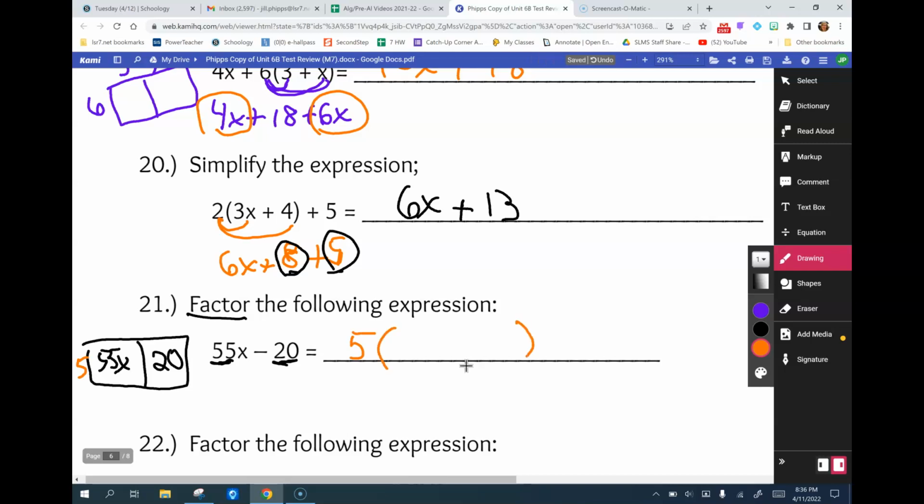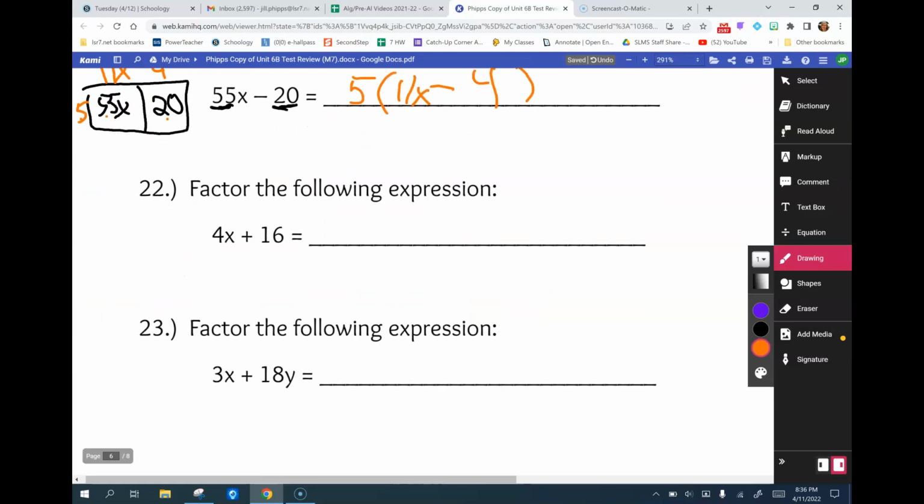Okay? 55x divided by 5 gives me 11x. 20 divided by 5 gives me 4. Oh, I forgot to cross the line. Well, I'm just going to bring it over then. So I have 11x and I have 4. Okay? Good.